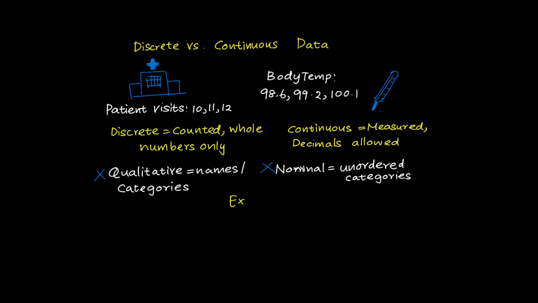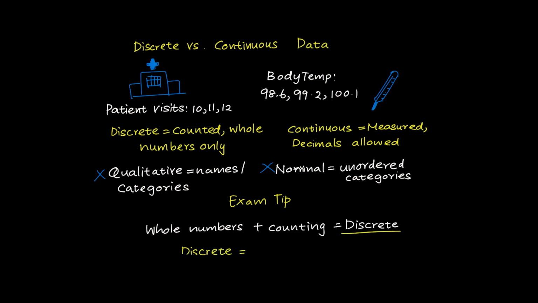Here's a WGU D467 exam tip for you. When a question mentions whole numbers, counting, or no fractions allowed, that's your signal for discrete data. Quick recall hook. Discrete equals distinct whole units. If you can't split it, it's discrete.